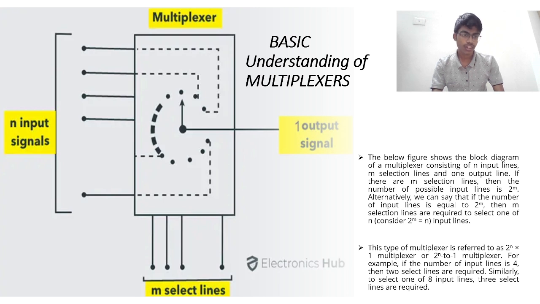This type of multiplexing is generally referred to as a 2 power n cross 1 multiplexer or 2 power n to 1 multiplexer. For example, if the number of input lines is 4, then the input lines should be expressed in terms of 2 power n. So 4 can be expressed as 2 power 2. Here 2 represents the number of select lines, and 2 power 2 represents the number of input signals. So the input signals is 4 and 2 select lines are required for building a 4 cross 1 multiplexer. Similarly, to select one of the 8 input lines, 3 select lines are required.